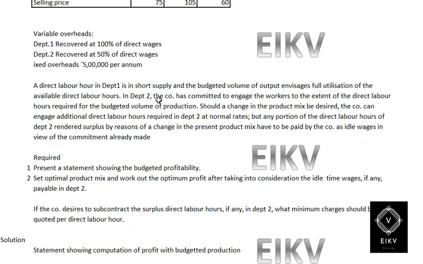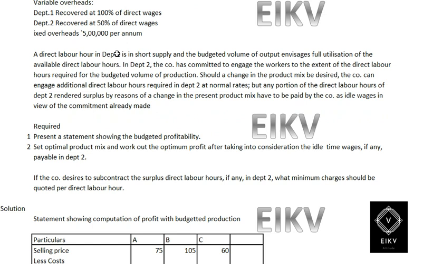Then they have given some other details. Variable cost, department 1 recovers at 100% of direct labor. Department 2 recovers at 50% of direct labor. Fixed overhead 5 lakh. Then we have a direct labor hour in department 1 is in short supply and the budgeted volume of the output envisages full utilization of the available direct labor hours. In department 2, the company has committed to engage the workers to the extent of the direct labor hours requirement for budgeted volume of production.